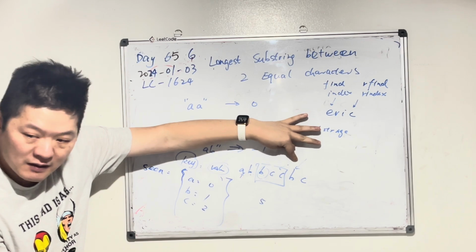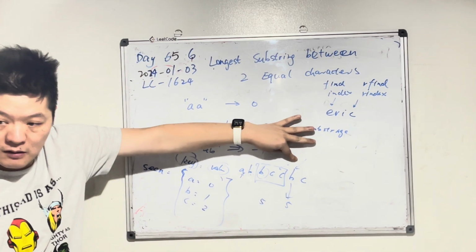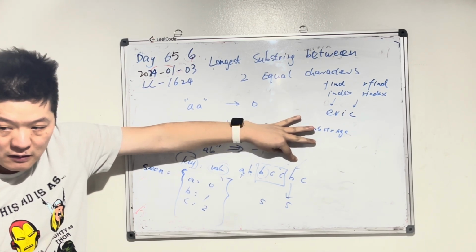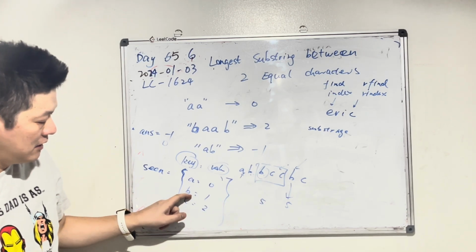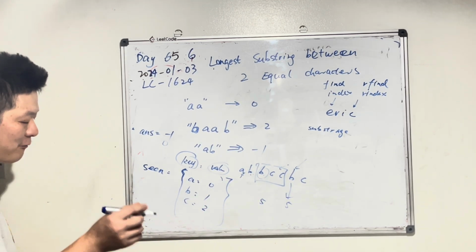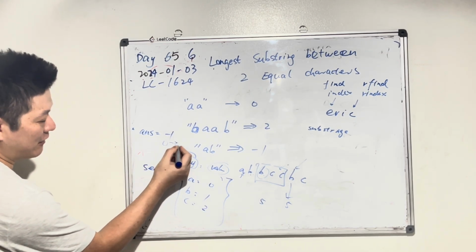Now B, now this B, you tell me what to do. B, this is 5. This is B. So B, what do we do now? What's the number of characters between? 5 subtract 1 subtract 1. Now 5 subtract 1 subtract 1 is 3, right? So yes, we update this to 3.